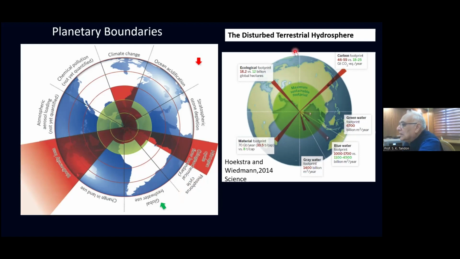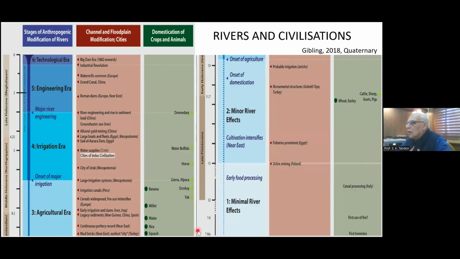Let us look at the disturbed terrestrial hydrosphere, and you can see the ecological footprint that has already taken place, both in terms of the gray water footprint and the blue water footprint, which is essentially our surface water and groundwater, the available water resources. And then the green water, which has been impacted greatly because of land use over these past several millennia. Green water is essentially the water in the soil moisture and in the biosphere, the plant system.